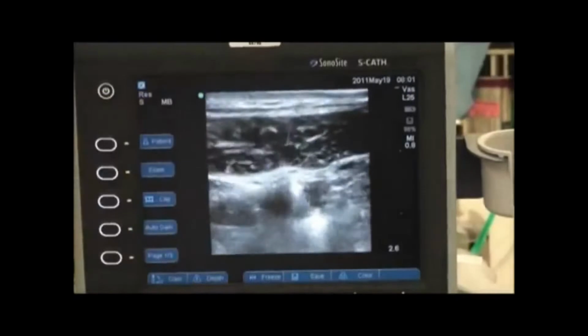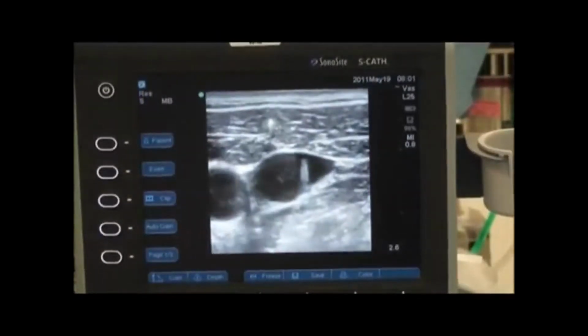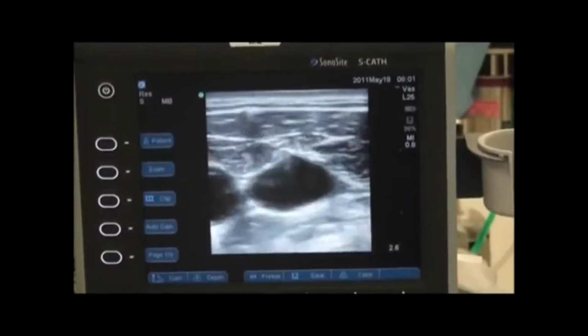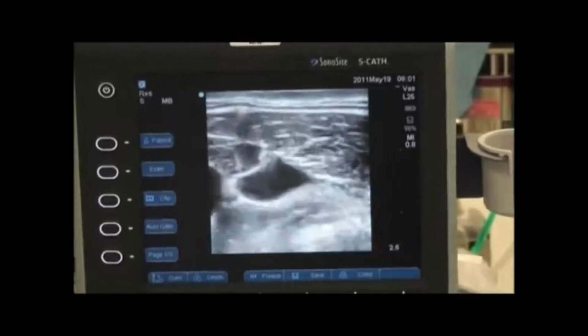And again, we should have more depth on the ultrasound probe. So this was not appropriate. We should have probably four or five centimeters in depth so we could see better. We didn't explore well the wires into the innominate vein. So the technique should be a little bit better than this.